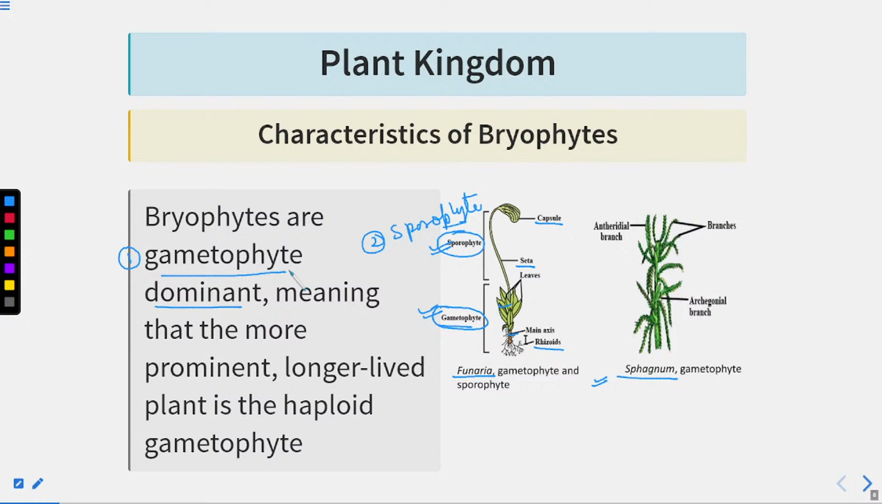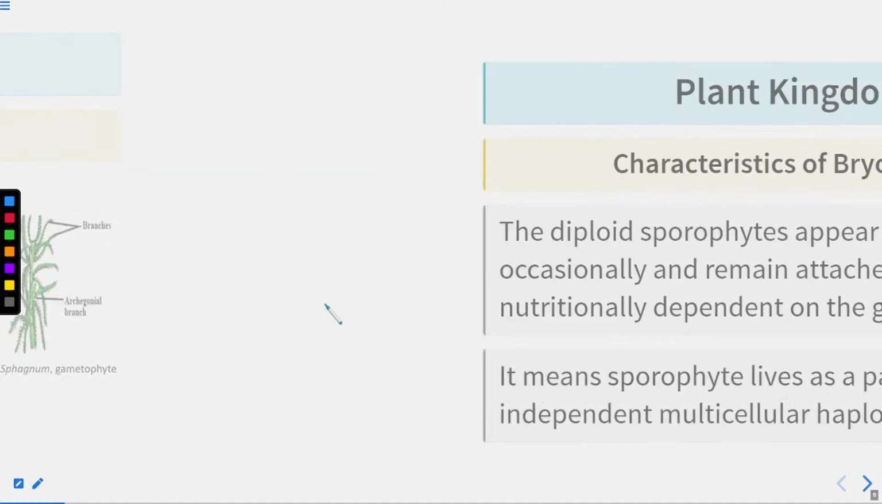So bryophytes are gametophyte dominant. This part is dominant in the life cycle, meaning it is more prominent. It is the longer-lived plant, and it is haploid in nature. Haploid means the basic chromosome number, that is n, right? And the sporophyte is diploid, that is 2n. So bryophytes are gametophyte dominant plants.